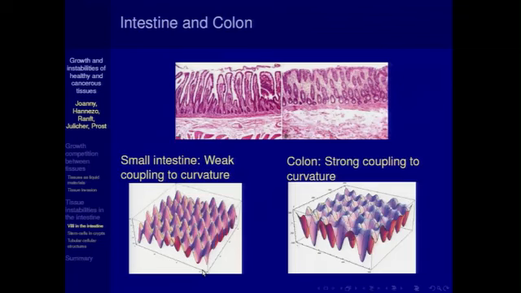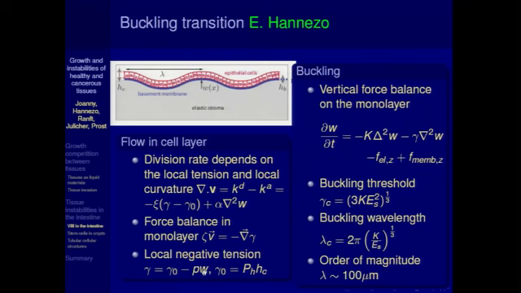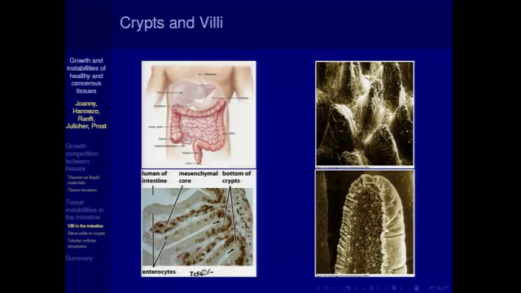And it turns out that this is actually what is observed. If you go in the small intestine, and this is a picture of the small intestine, you have crypts and villi. If you go in the colon, you only have crypts and there is no protrusion outwards. So what I would say is that the coupling to curvature is much higher in the colon than it is in the small intestine. Now, if you look at the structure of the villi in the small intestine, it's a square lattice, and this is what was on the previous picture here. 1, 2, 3, 4. And if you look in the colon, you have a hexagonal lattice.